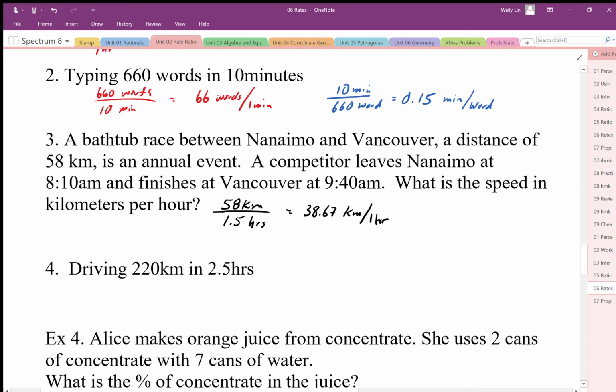So if, and again, we can flip that rate around and do 1.5 divided by 58, but we rarely express things in hours per kilometer. Okay, but that is still a rate, and it in fact expresses the same quantities, but in different terms. So for the next one here, 220 kilometers in 2.5 hours, we're going to be driving at 88 kilometers per hour. So 220 kilometers for 2.5 hours, that same rate can be expressed as 88 kilometers for 1 hour, or 88 kilometers per hour.